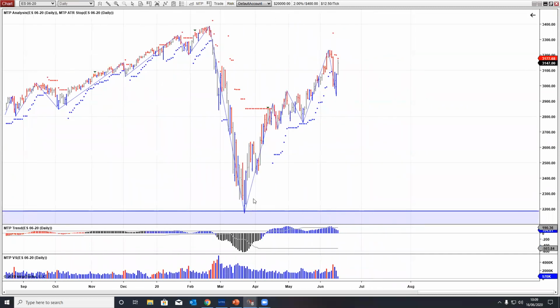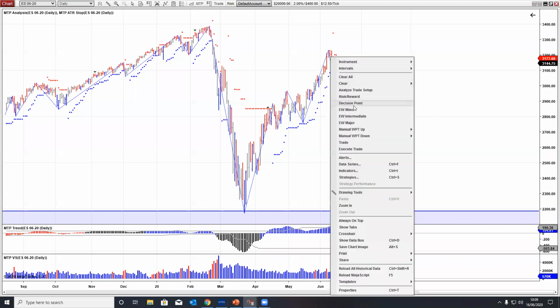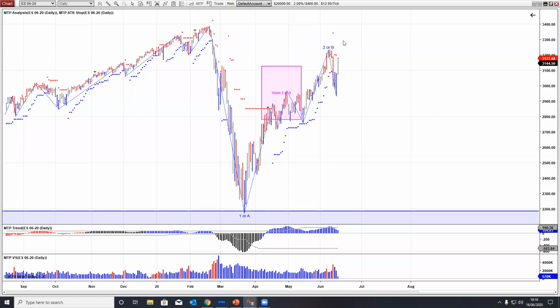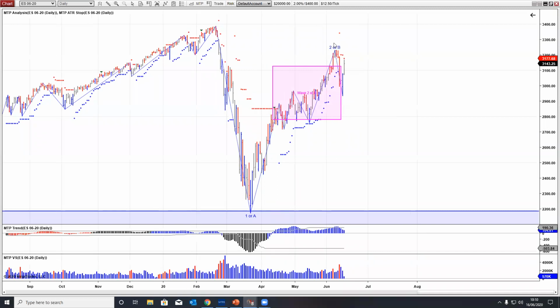By the way, if this entire rally up here is a wave 2 or B, so if I right mouse click here, do Elliott wave major, it's gone beyond the area where we'd anticipate the wave 2 or B to end, in this level here. But if this is indeed a wave 2 or B, then we may get a decline all the way down.